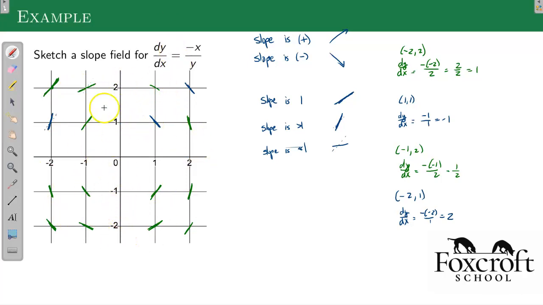I haven't done anything on the axes yet. If x is 0, we're going to get 0, so these are all going to be flat. And if y is 0, we can't divide by 0. We'd get infinite values, so you can make these vertical. Sometimes you just don't put them at all. Sometimes you put them vertical. Normally on the AP test, they ignore these undefined ones. But I would put them as vertical lines because as you get closer and closer, they just get closer and closer to vertical. So you can see these circular shapes happening for this one.